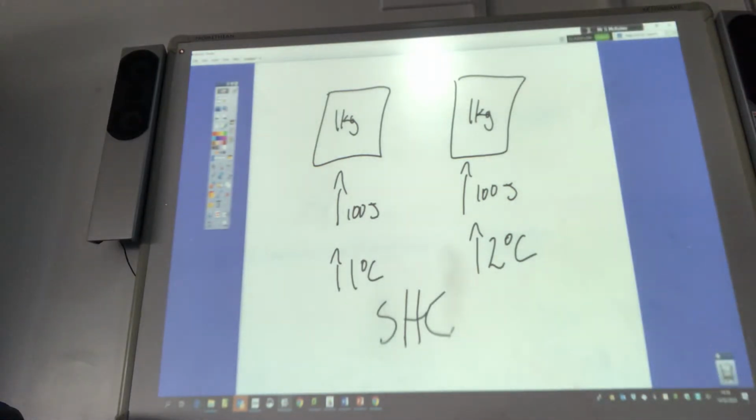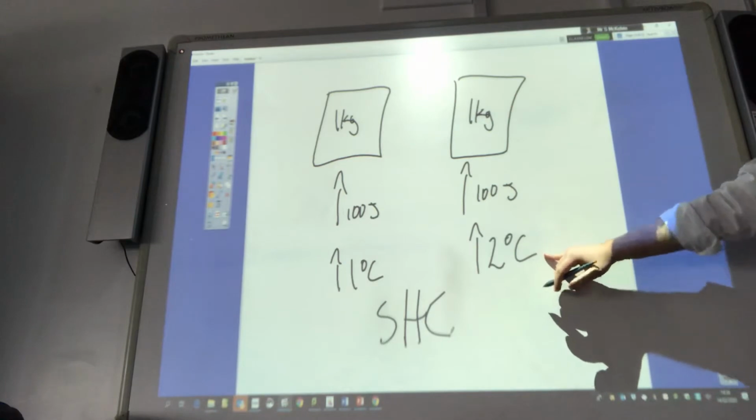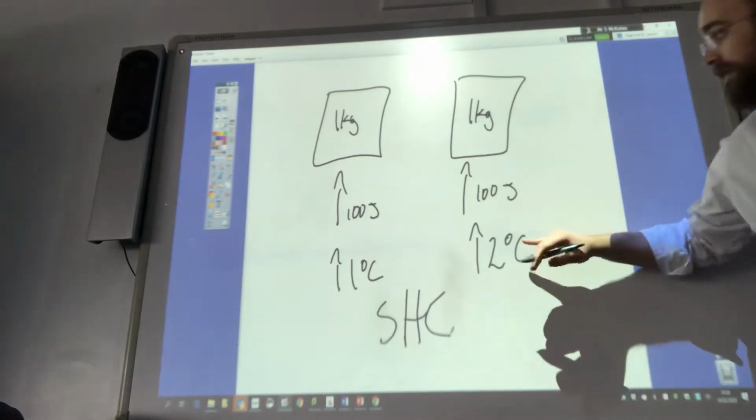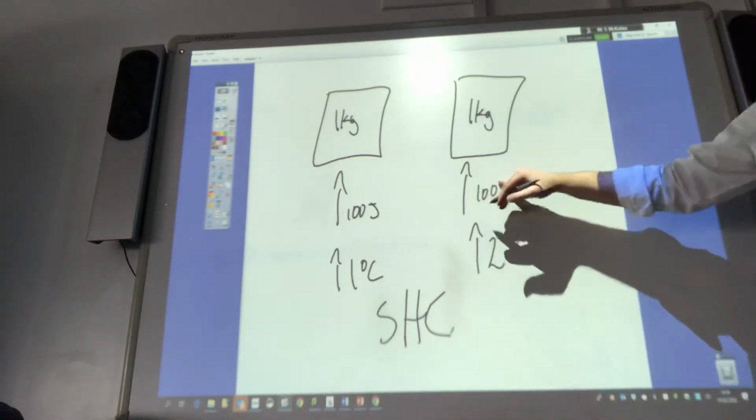Kian? The one on the right. Why? Because it's taking less energy for 1 kilogram to go up by 1 degree Celsius. What is the specific heat capacity of this object over here? It has gone up by 2 degrees Celsius after 100 joules has gone in.